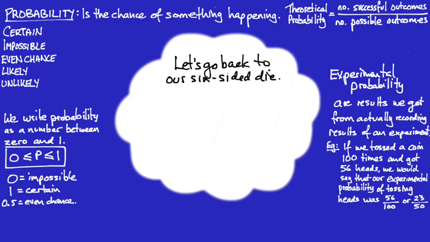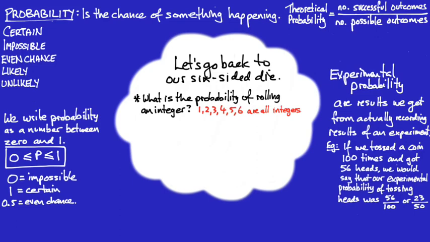Let's have a look at how we calculate those numbers and why they are correct. Let's go back to our 6-sided die and ask, what is the probability of rolling an integer? Well, from our work on integers, we know an integer would be on a die. There are 6 of them. 1, 2, 3, 4, 5, and 6 are all integers.